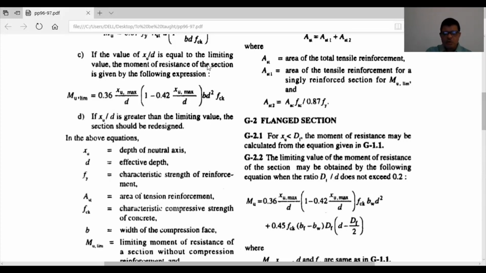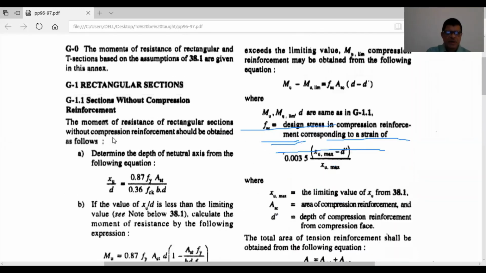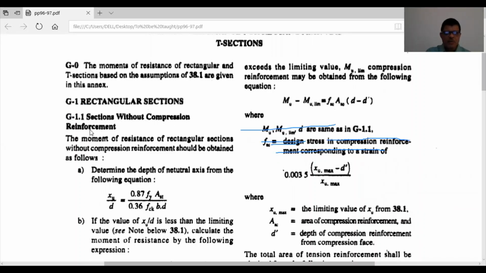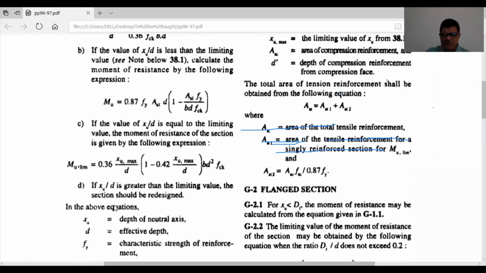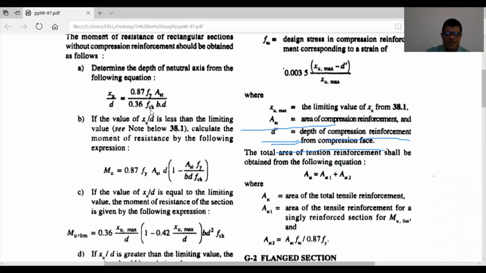So you go to your code, G-2, flanged section. First is xu less than Df. If your neutral axis is within the flange, then the moment of resistance may be calculated from equation G-1.1. What is G-1.1? That is just like a rectangular section. You see here, G-1.1 is for a section without compression reinforcement, a rectangular section. So you just calculate this section as a rectangular section, G-1.1, but the width b will be considered as bf.